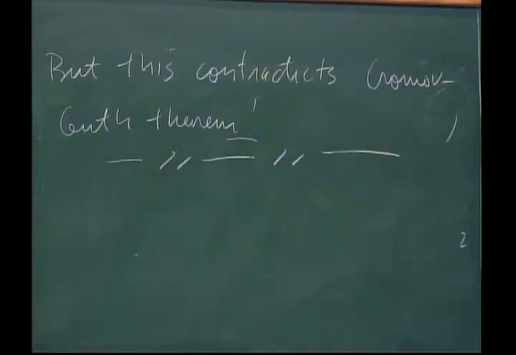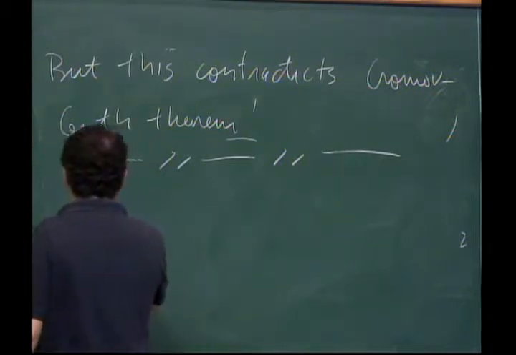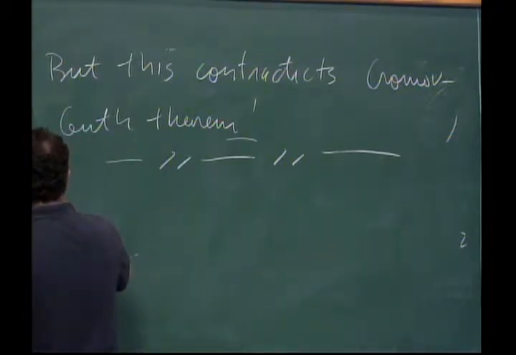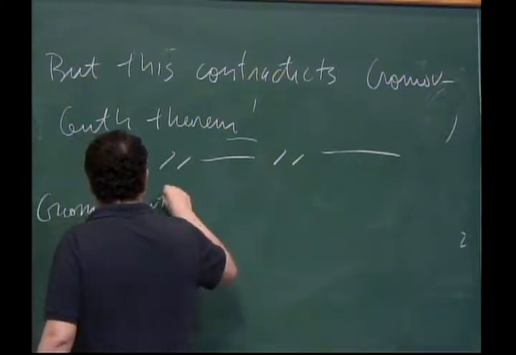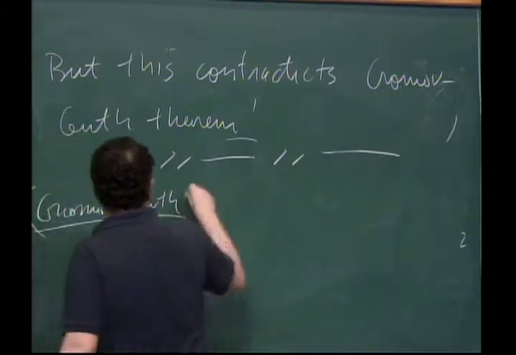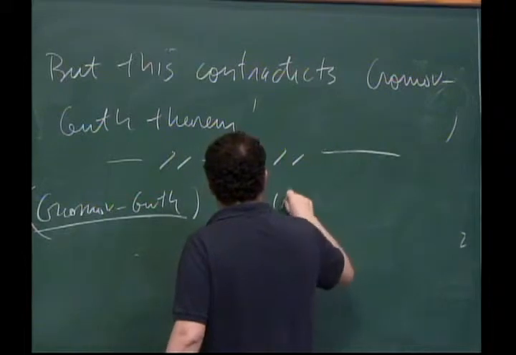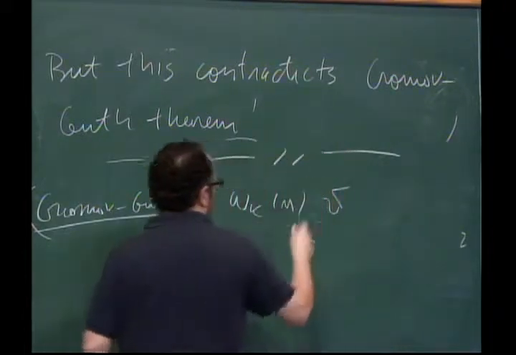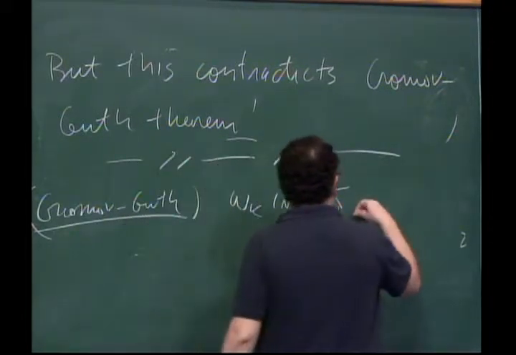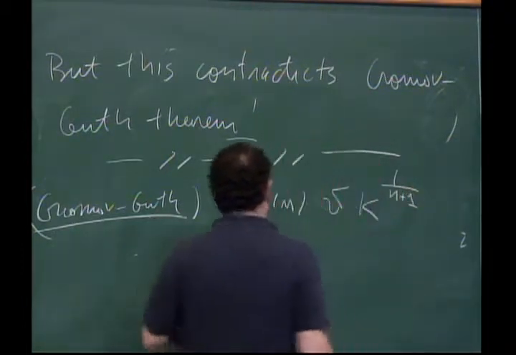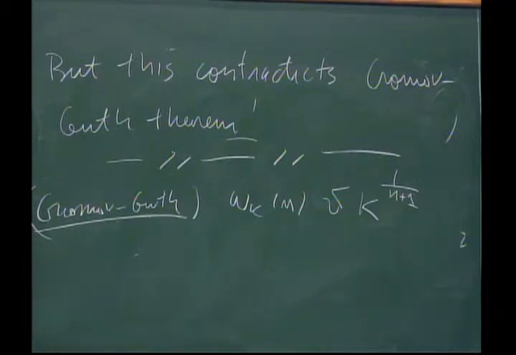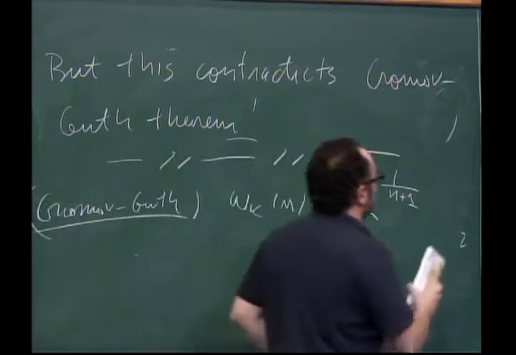So the thing I want to explain now is this Gromov-Guth theorem. So let me write here. I want to explain the following. Gromov-Guth: omega_k(M) grows in the same proportion as, or grows less than, this number. Okay, so let me explain this.